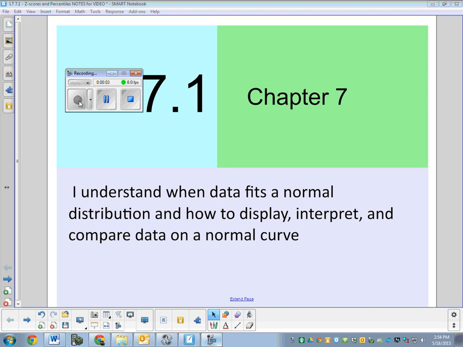Today we'll be reviewing Learning Target 7.1. I understand when data fits a normal distribution and how to display, interpret, and compare data on a normal curve. We will also be exploring z-scores and how to use our green percentile table.